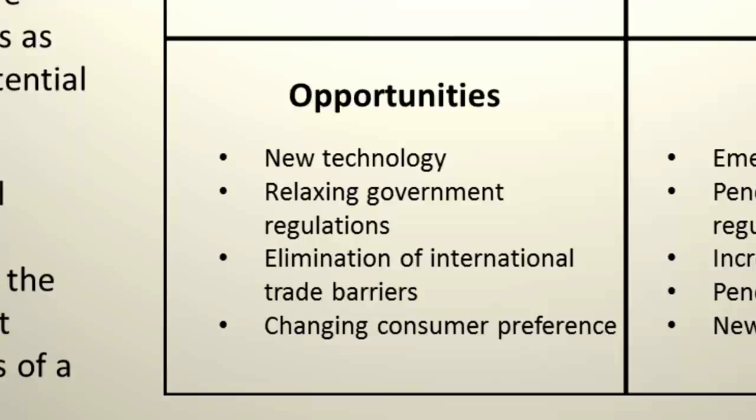Other examples of opportunities are relaxing government regulations, right? Initially, regulations that you have to abide by. If government is to relax those, obviously that is a cost saving, so that can be an opportunity. Elimination of international trade barriers can be an opportunity. If you're prohibited from trading your product with a certain country and all of a sudden those barriers go away, that obviously would be an opportunity.